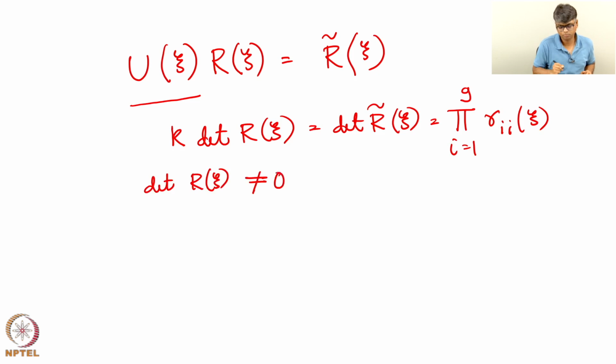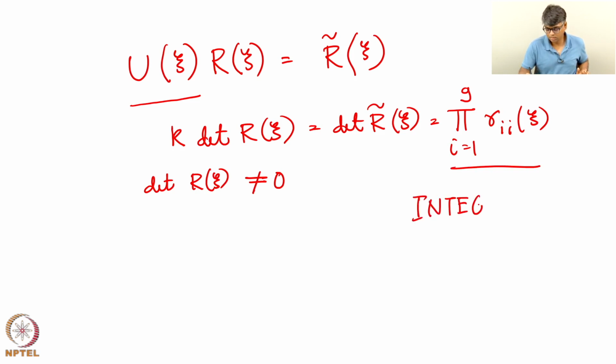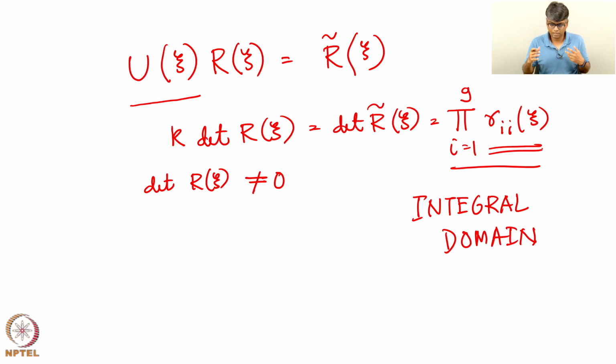So now if I assume that the determinant of this is not 0, that means it is some non-zero polynomial, then this product must also be non-zero. And you know, polynomials form what is known as an integral domain. Two non-zero polynomials when multiplied cannot give us the zero polynomial. The product of non-zero polynomials is non-zero. It's 0 only if at least one of them is 0.